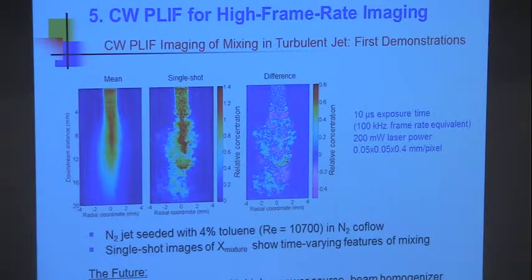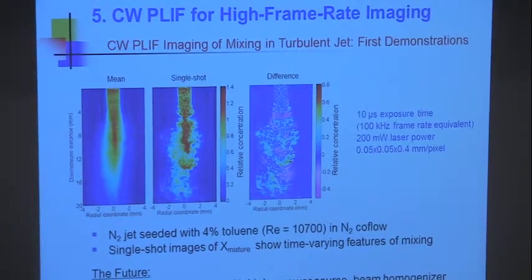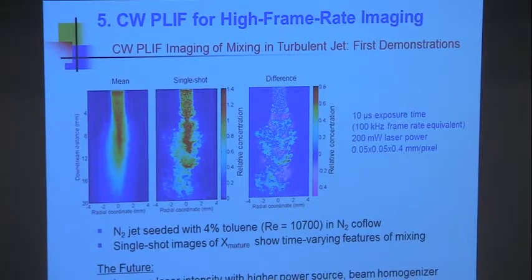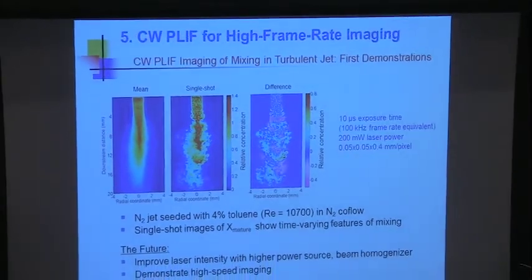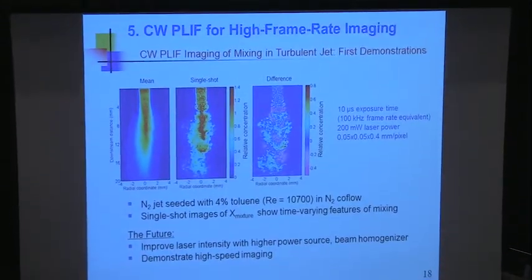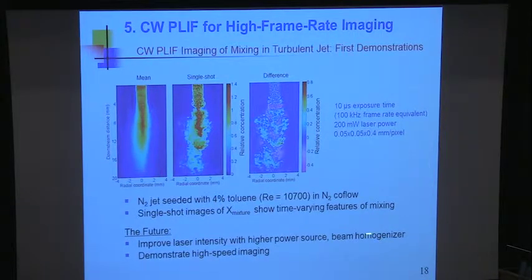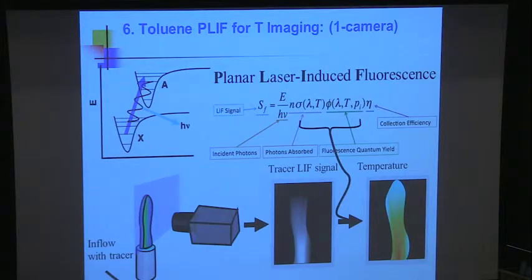I think it's got a lot of potential, but you can't do it in air. You got to do it in nitrogen. We had to use 4% toluene. So this was the poor man's way. Well, if you had a high-speed camera, this is a poor man's way of looking at mixing using PLIF. We could do better if we had used a beam homogenizer and a higher power laser and a better camera.